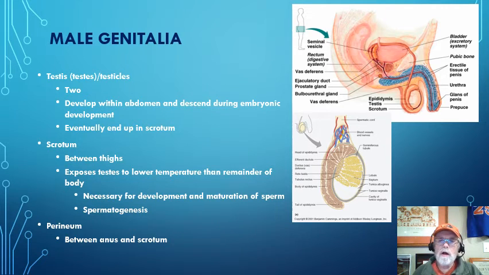The only other thing we should mention on this slide is the perineum. If we look at the picture in the upper right, you can see where the scrotum is, and you can see where the rectum and the anus are. The area of tissue between the anus and the back of the scrotum is called the perineum, just like the area between the external genitalia and the anus in females. So basically, that would be the area of the perineum.